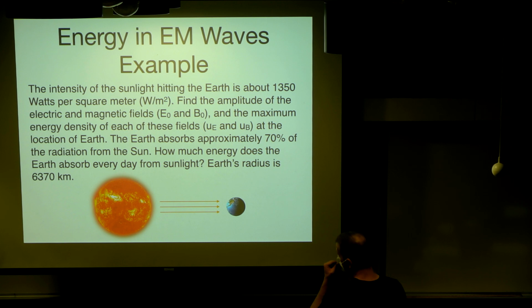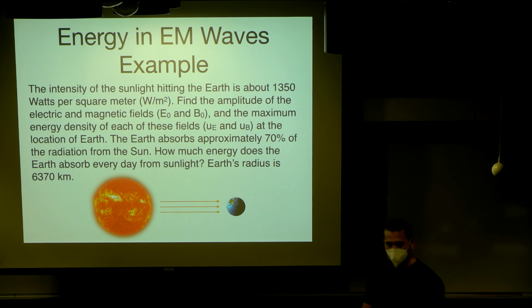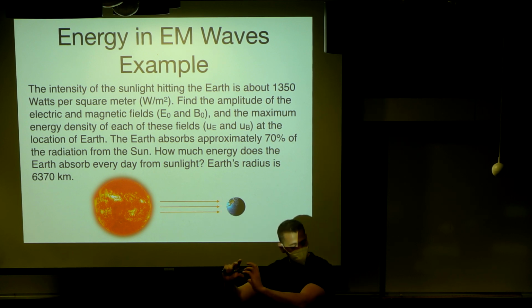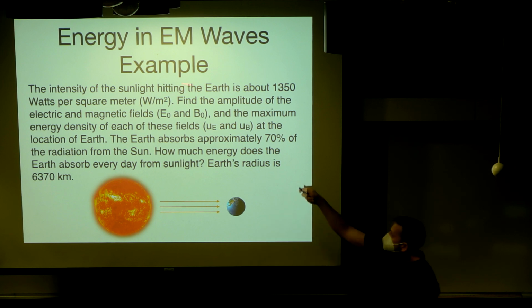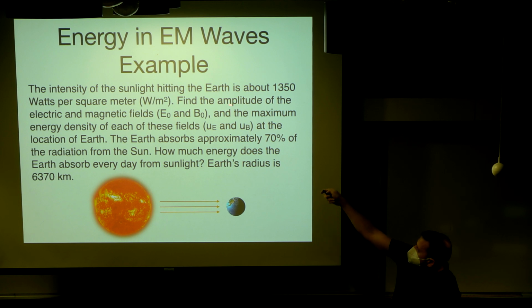So here's the problem. The intensity of sunlight hitting the Earth is about 1,350 watts per square meter. So for every square meter patch that we can draw, that sunlight can pass through at the location of the Earth, that's how many watts are passing through it. Here's what we'll do. We're going to find the amplitude of the electric and magnetic fields, E naught and B naught, at the location of the Earth. We're going to find the maximum energy density of each of these fields. And then we're going to answer the following question.